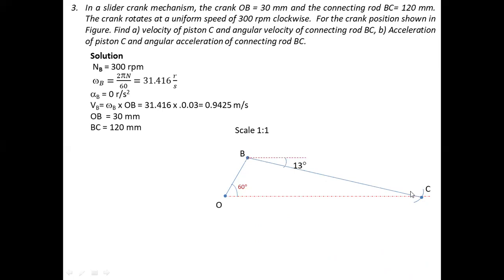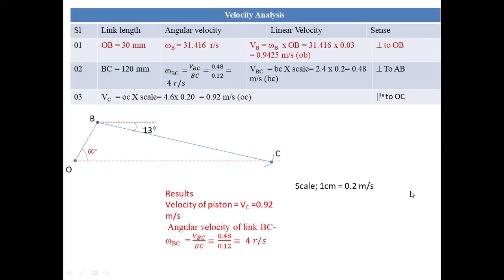After this, we have to first plot the velocity diagram. Now, how can one plot the velocity diagram? Again, you have to consider the length of that particular link, angular velocity, linear velocity, and the orientation. For crank OB, the length is 30 mm and the angular speed is 31.41 radian per second. So you can calculate velocity 0.9425 meter per second by taking R into omega. Then next we have the connecting rod, length 120 mm. Now we have to measure the velocity of the connecting rod by drawing the velocity polygon.